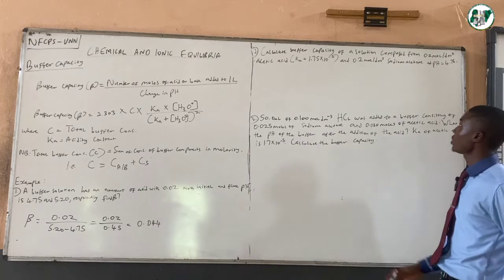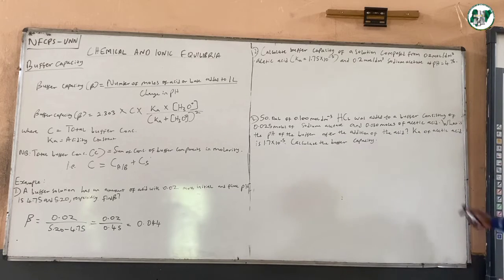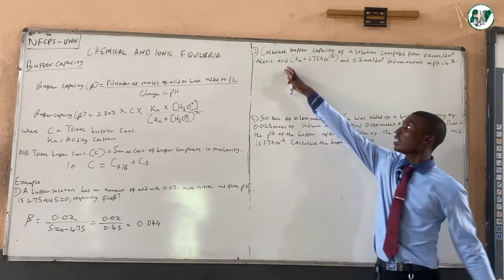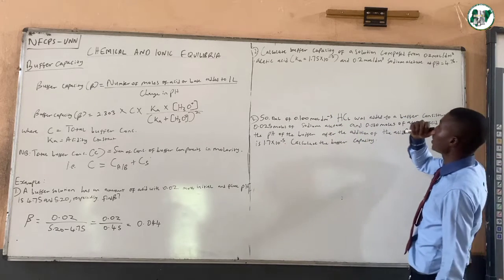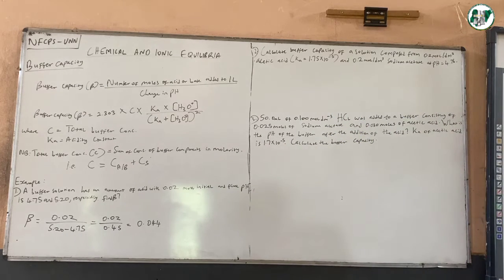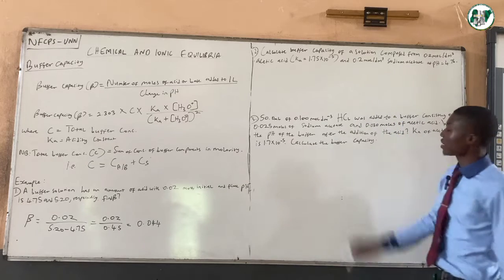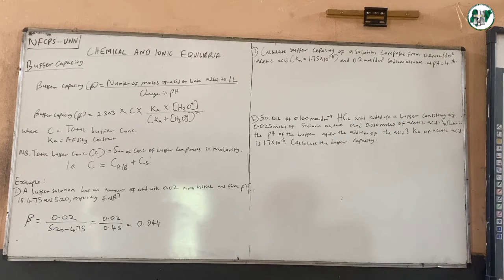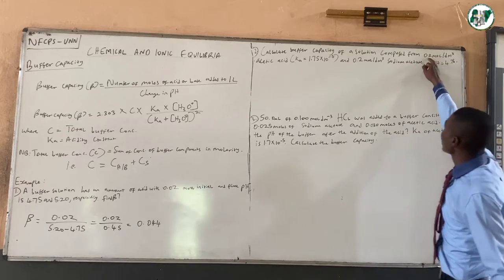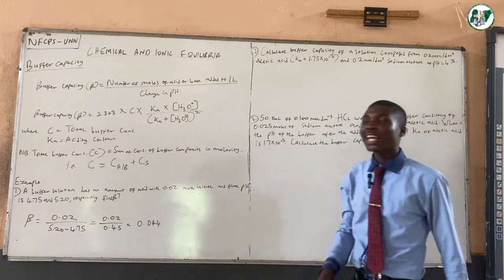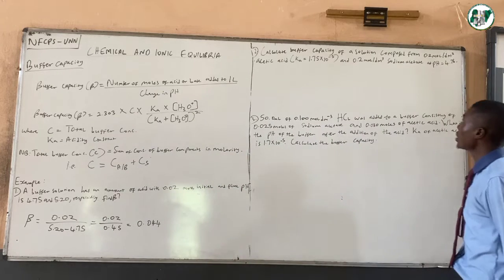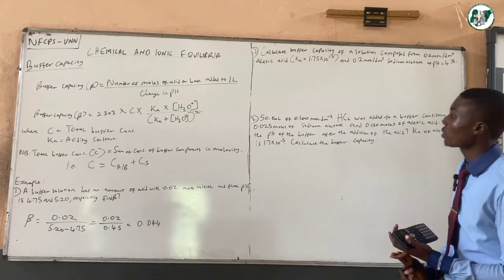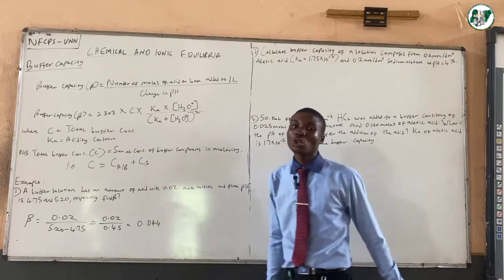It says calculate the buffer capacity of a solution composed of 0.2 mole per dm cube of acetic acid, that is an acid, and 0.2 mole per dm cube of sodium acetate, that is the salt of the acid. So this buffer solution is an acidic buffer made up of the acid and the conjugate base as the salt, sodium acetate, at a pH of 4.76. Now we have the acid concentration and the salt concentration. The formula that comes to mind is the one that has total buffer concentration for you to work with. So we can get the total buffer concentration and also the concentration of the hydronium ion.